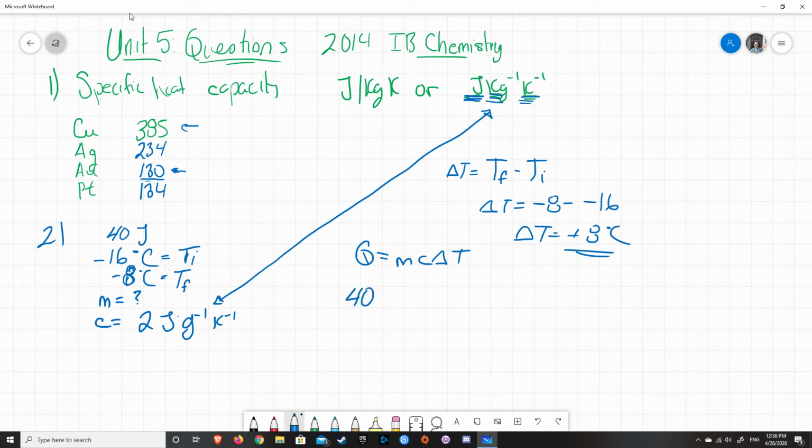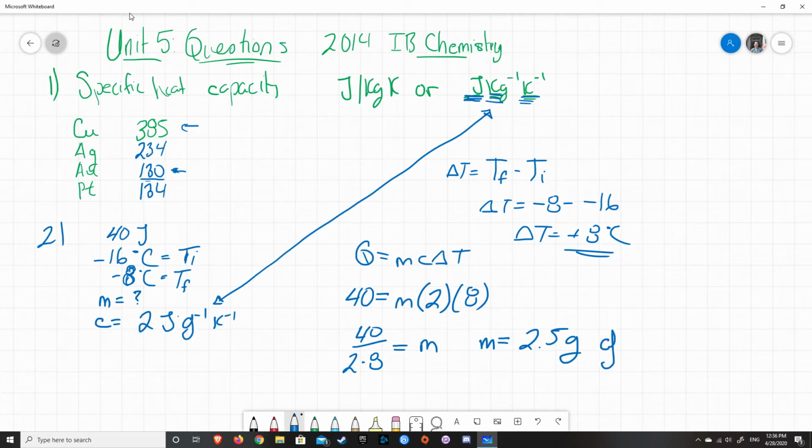So we start to plug in these values. We've got 40 joules equals mass, which we don't know, C, which is 2, and delta T, which is 8. And then we just reposition. We just say, okay, so 40 divided by 2 times 8 is equal to M. And therefore, M is equal to 40 divided by 16, 2.5 grams of H2O.